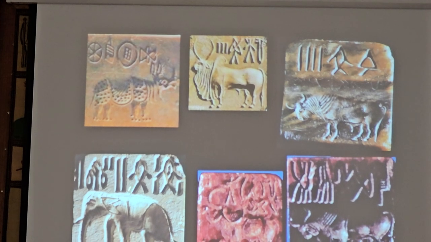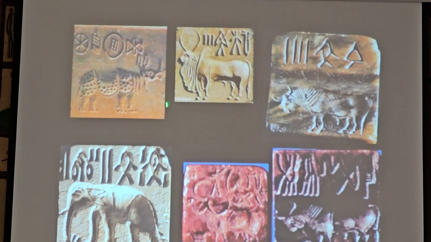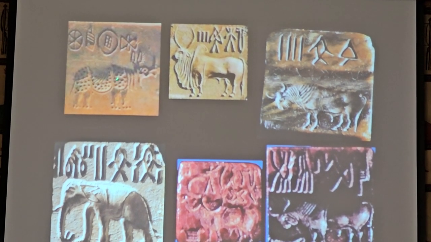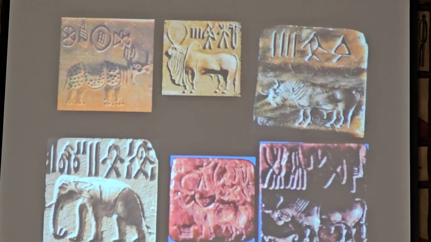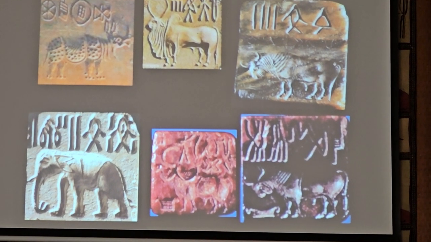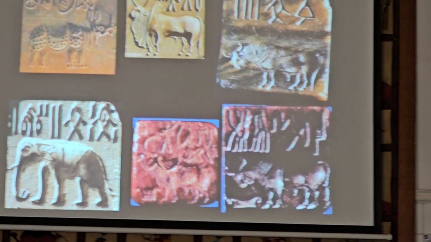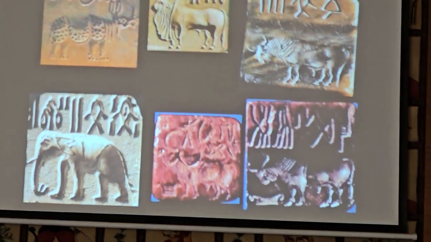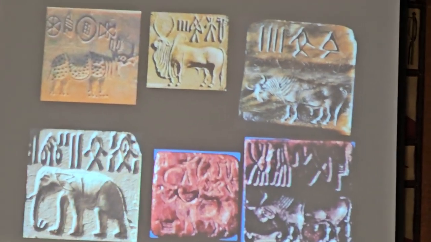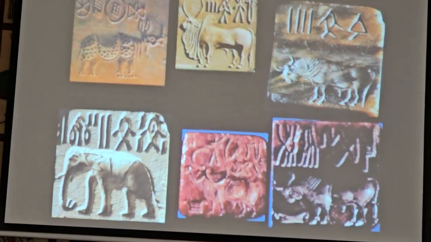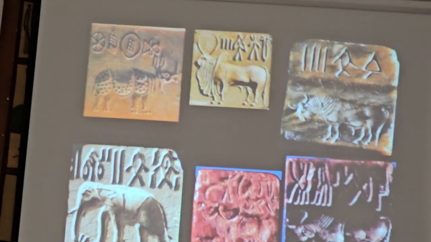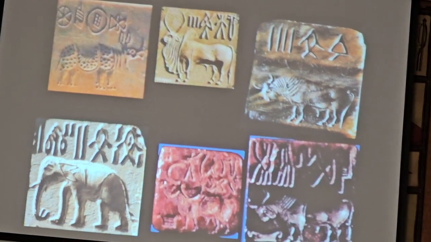Elephant is not available in modern time in Sindh. Rhinoceros is not found there, but in ancient times these two animals were definitely there. Tiger may not be there in the modern age, right? Because the ecological setting is totally changed, the environment is totally changed. But in the ancient time there were such types of animals, right?